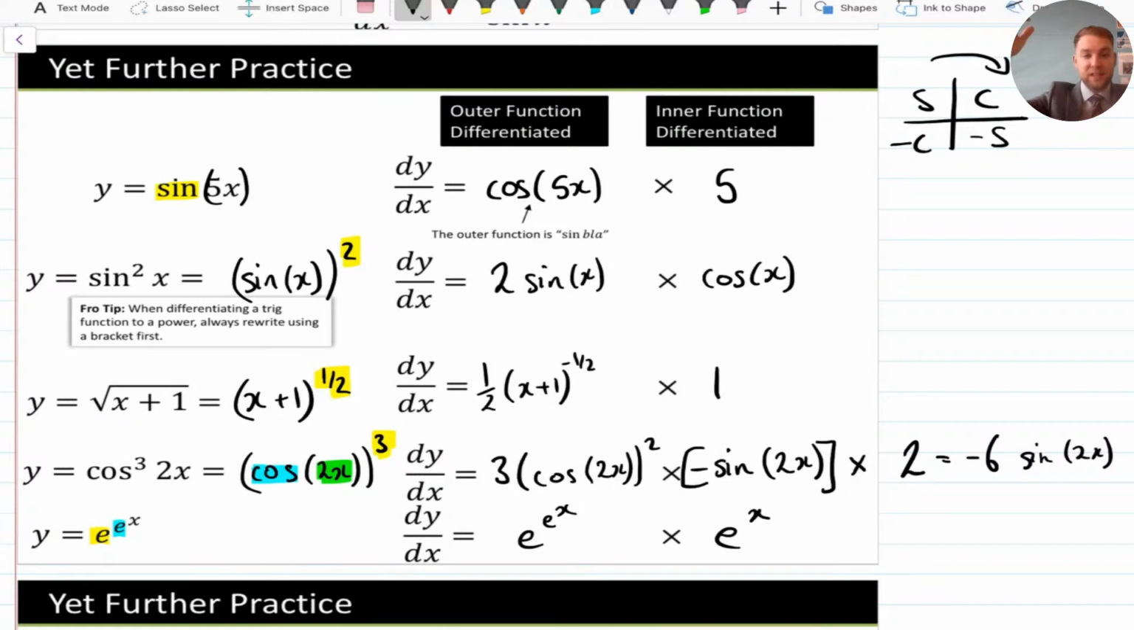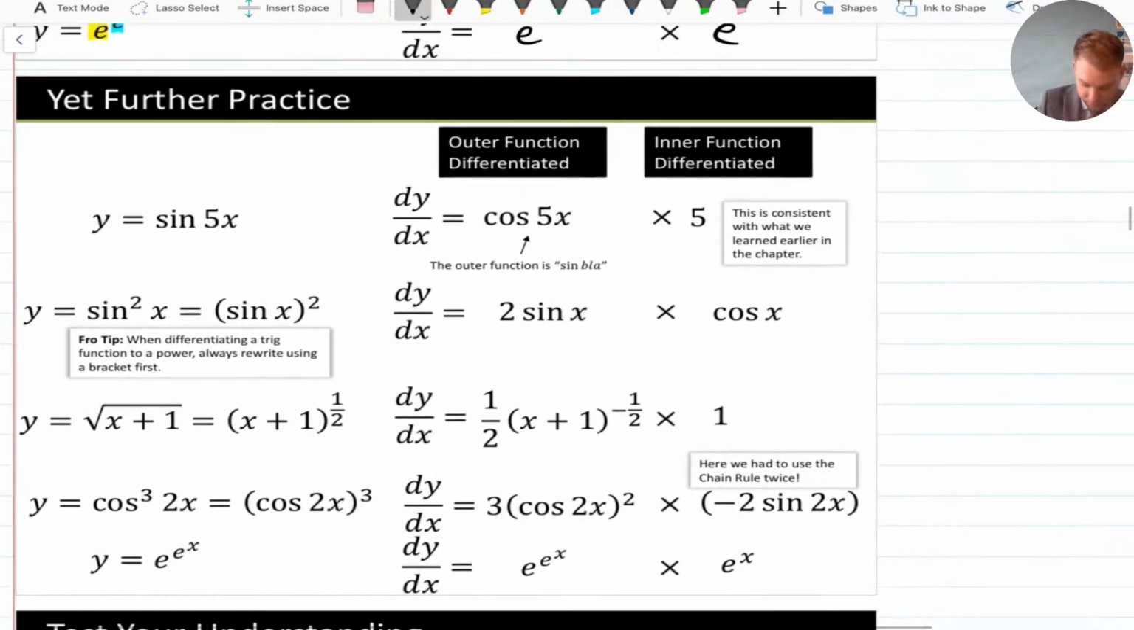The outside layer first, differentiate, keep whatever's inside. Then differentiate inside it, then multiply by that. Then differentiate what's inside of that and multiply by that. And this is where the chain comes from there. Brilliant.